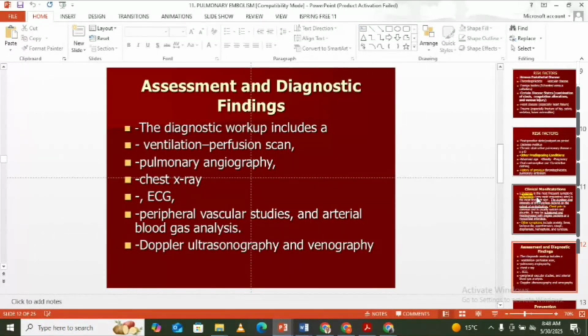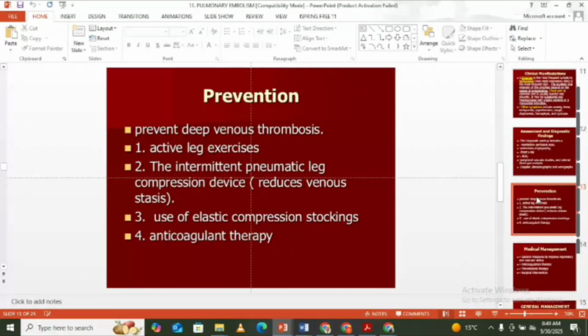How do we assess and diagnose? Of course, you look at the ventilation perfusion scan, which will show that there's an imbalance. Pulmonary angiography, though we'll come to this later on in medical surgical nursing, but still just for the mention. The ECG, the electrocardiogram, which will show you that there are irregular electrical activities in the heart. Doppler ultrasonography, which will show you still again the electrical activity is changed within the heart.